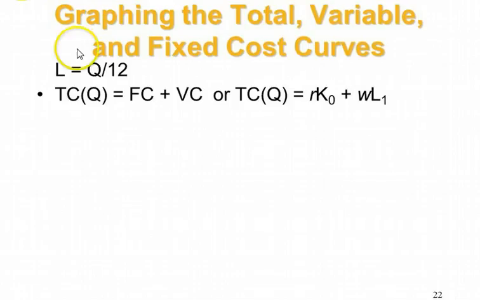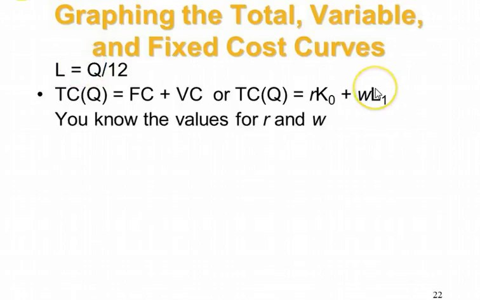So since L can be viewed as Q divided by 12, we could plug that in our total cost function. Our total cost is fixed cost plus variable cost, and fixed cost is the rental rate of capital times K, that's this, and our variable cost is wage times L. So what we can do is take this L and substitute it, and it'll look like this.